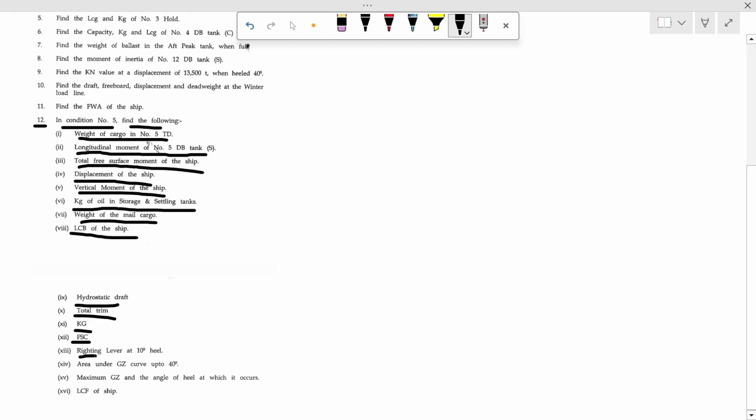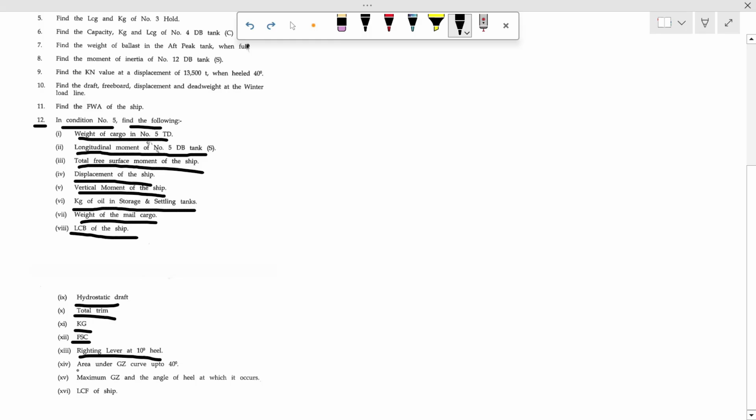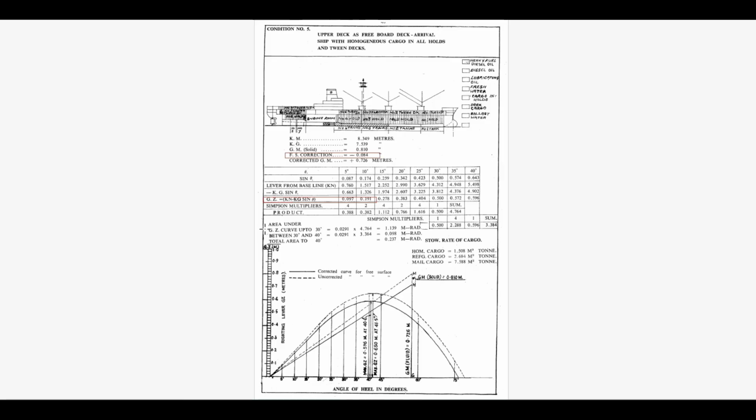So next is righting lever at 10 degree heel. So righting lever, that is GZ, is given here. For 10 degrees the value of GZ is 0.191 meters. Now we have to find area under GZ curve up to 40 degrees. Area is given here. So area under GZ curve up to 30 degrees, between 30 and 40 degrees, and this is the total area to 40 degrees, that is 0.237 meter radians.